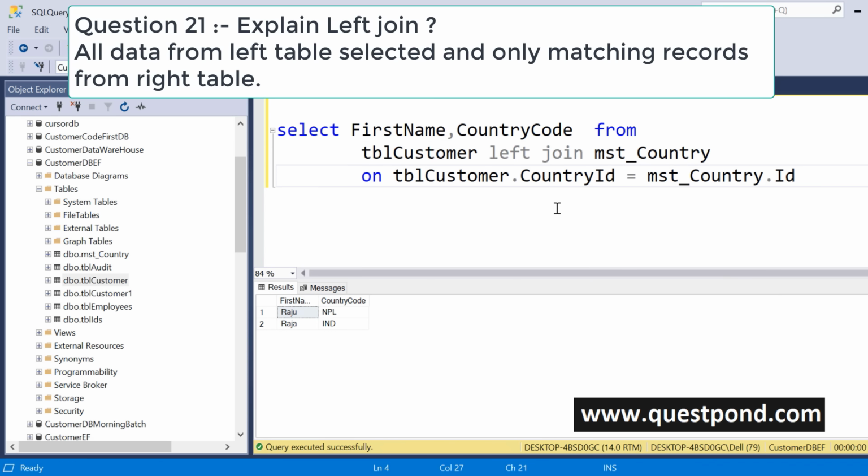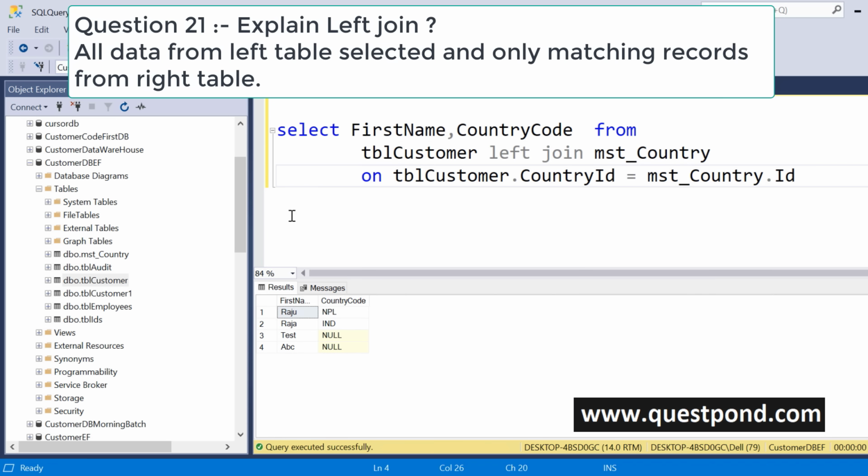So when you say a left join, all the records from the TBL customer, from the left table, will be selected, and only the matching records from the MST country will be selected. So if MST country has any kind of unmatching records, those won't be selected.